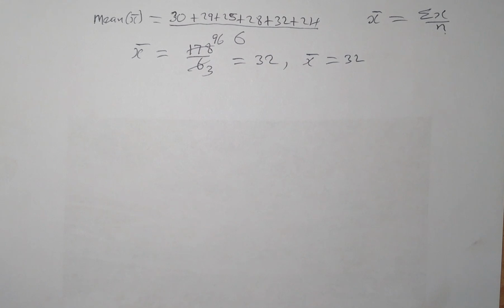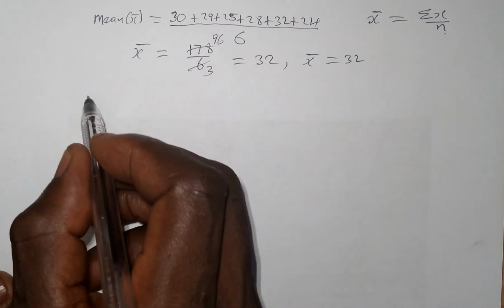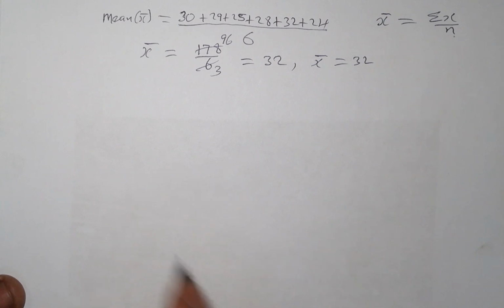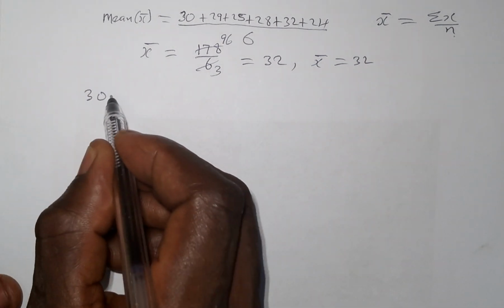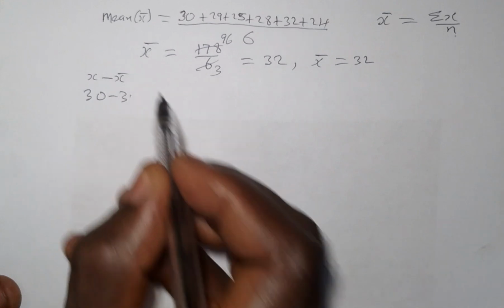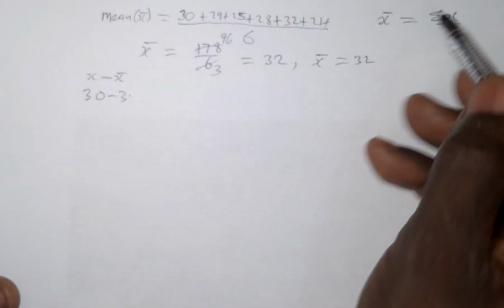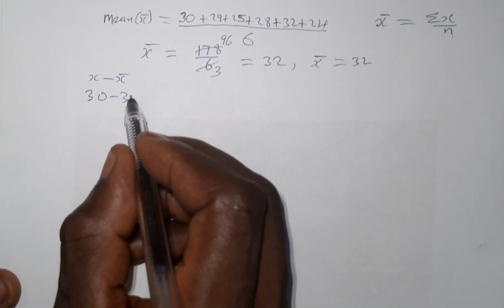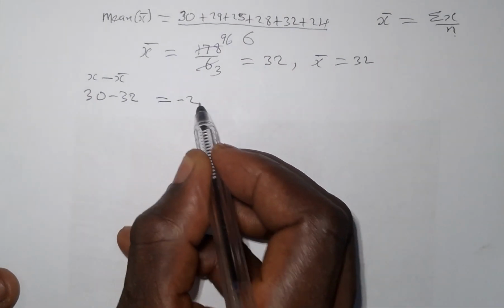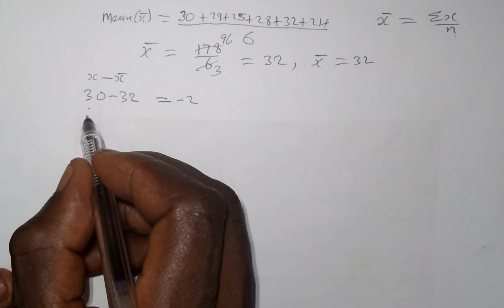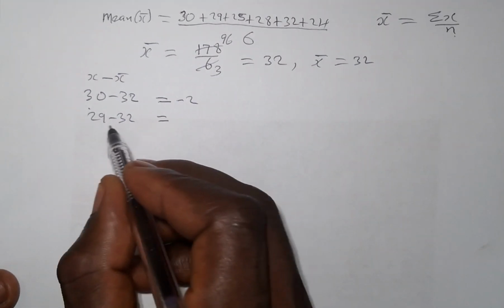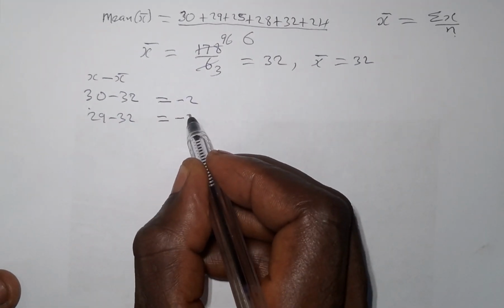So what will happen here is we will use a tabular form in order to solve this. We arrange 30 minus 32, that is x minus x bar, where these values are tagged as x. This will give us minus 2. Then we have 29 minus 32, which gives us minus 3.